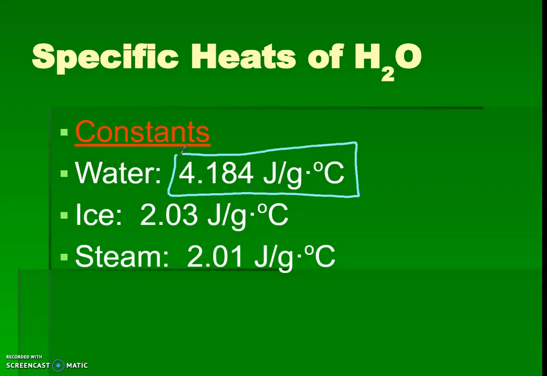Water has a specific heat of 4.184 joules per gram degree Celsius. It's almost twice that of ice and twice that of steam. So that's what makes water able to cool things down quite easily.